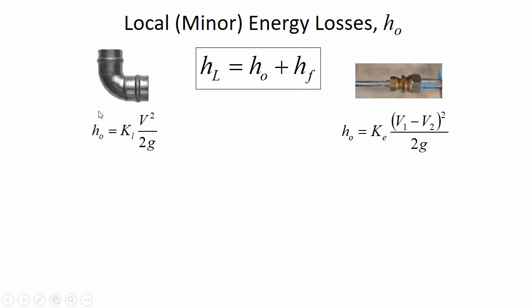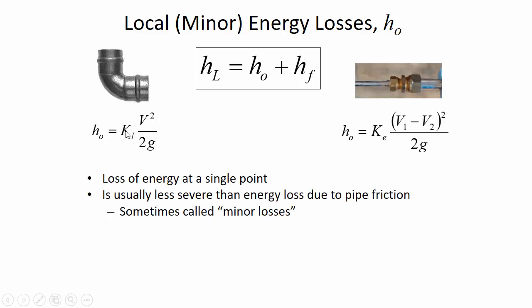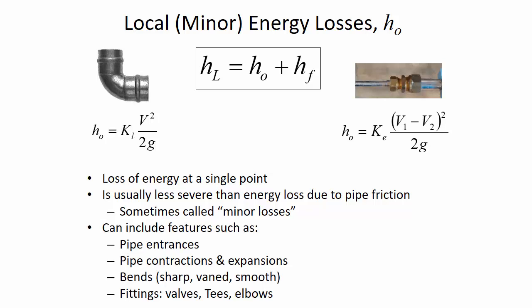So the general form of local losses is that we have a K value that we apply to the velocity head at whatever the junction is. If it's a change in direction, there would be a K value that we can oftentimes look up out of a table. These are sometimes called minor losses because in comparison to pipe friction, local losses usually aren't significant. But if you have a lot of fittings in a system, then they can add up.